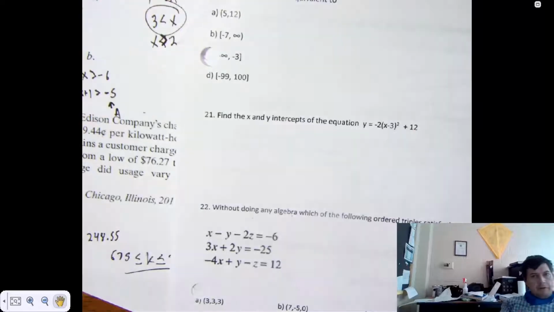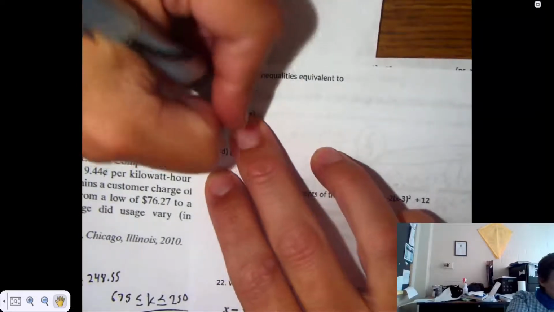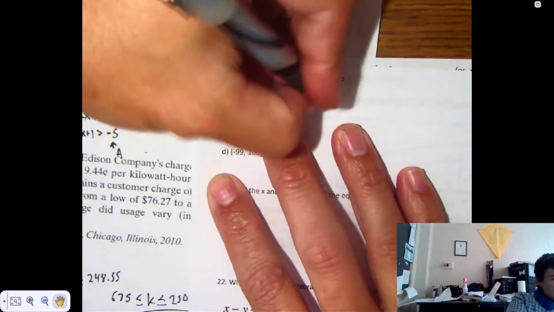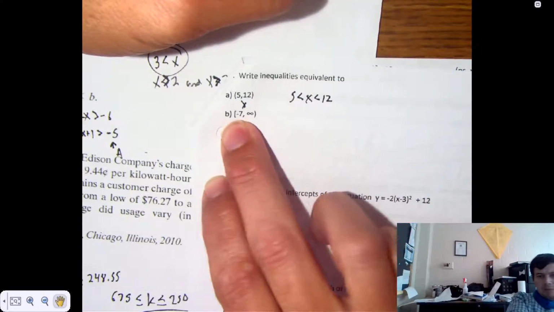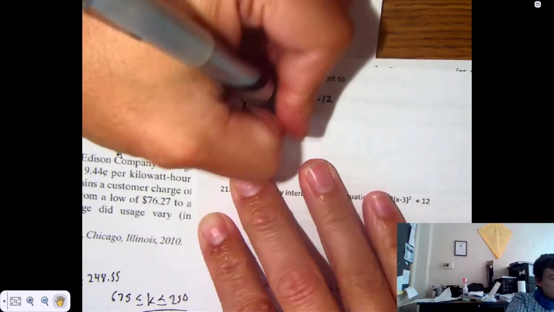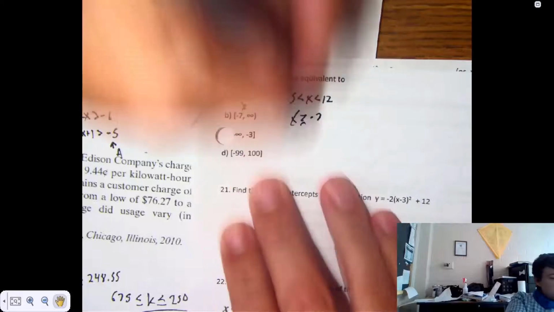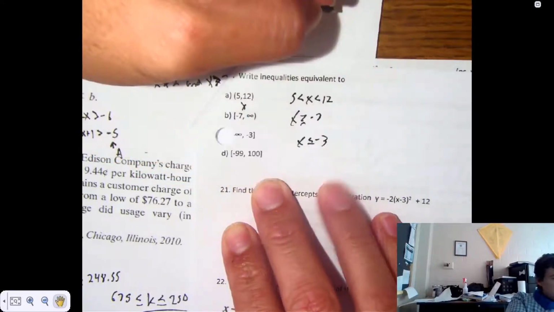All right, write the following inequalities. Write inequalities equivalent to the following. You just think about x being in between here, kids. This is 5 less than x less than 12. This says I'm all values from -7 to infinity, including, because that's a bracket. So x is greater than or equal to -7. Negative infinity to -3 is going to be that x is less than or equal to -3.